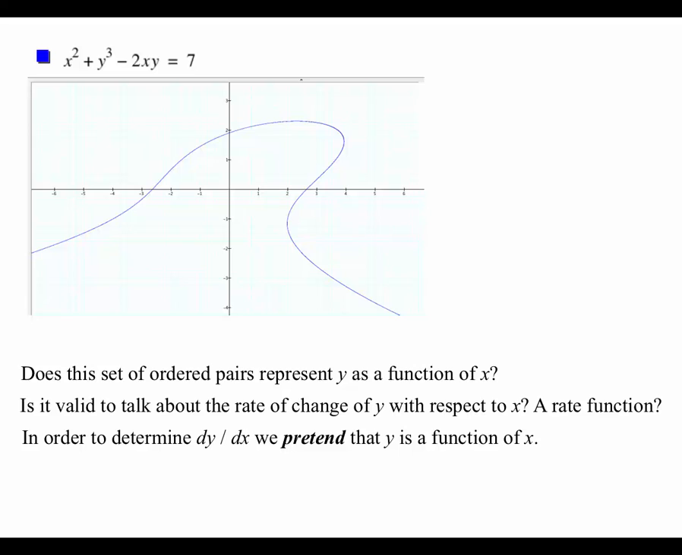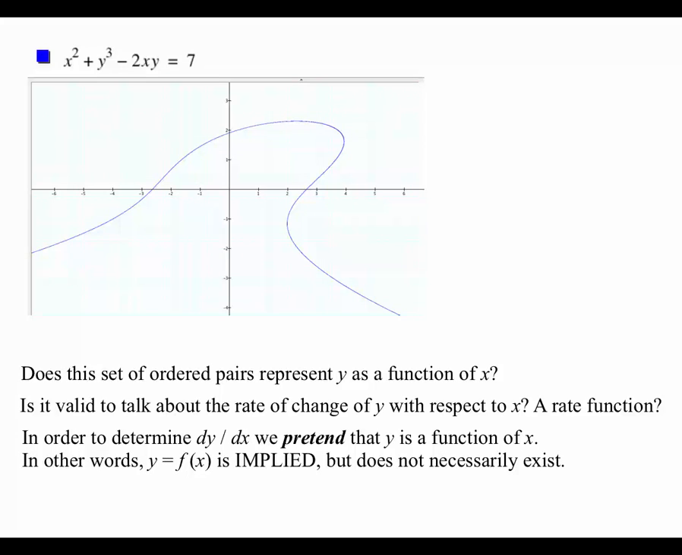So we want to determine what that rate of change function is. In order to determine that rate of change function, going back to question 1, we need to pretend that y is a function of x. In other words, y equals f of x is implied, but it does not necessarily exist. For instance, here it does not exist. But it's kind of hiding in the background, and we pretend that it's there.